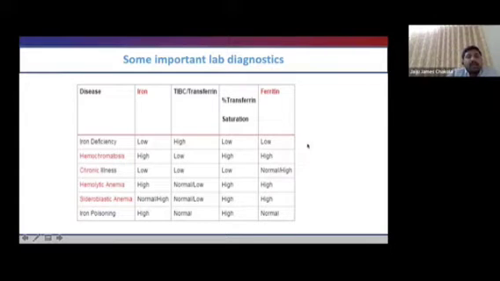And in case of chronic illness, the iron levels will be on the lower side. The TIBC and transferrin saturation will both be on the lower side, whereas the ferritin levels could be around normal or on the higher side because of the persistent inflammatory process which is going on. So these are the two conditions which are important for us right now: iron deficiency as well as chronic illness.